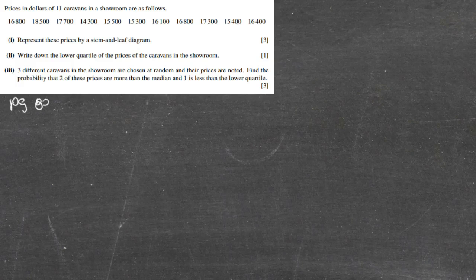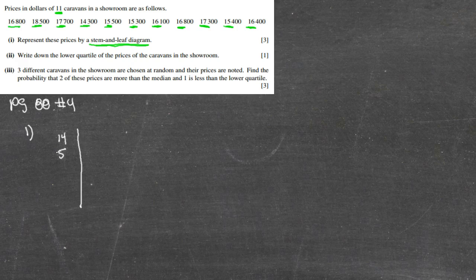All right, folks, here we are on page 88, number 4, and we've got a stem and leaf diagram. We've got 11 caravans, and we have to make a stem and leaf diagram. You can see the way these are written. The obvious stems are going to be the first two digits, so let's go ahead and do it. We know that we're going to have stems of 14, 15, 16, 17, and 18.